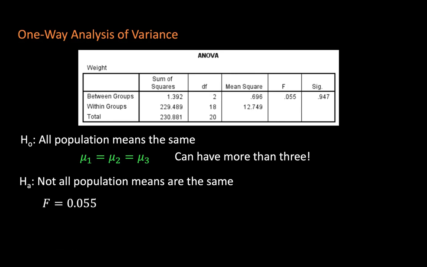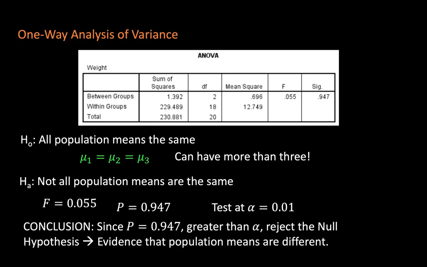So we have our F score of 0.055, our significance level of 0.947. We test that alpha is equal to 0.01. So the conclusion is that since the p-value is equal to 0.947, which is greater than alpha, we reject the null hypothesis because we have evidence that the population means are therefore different.